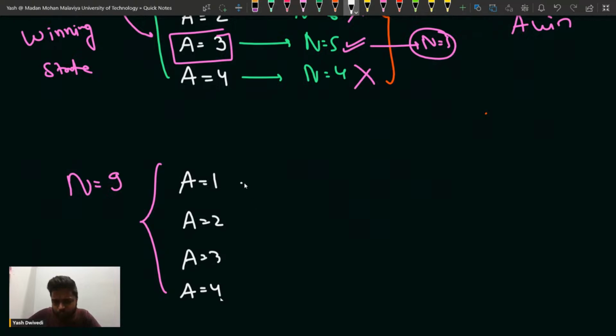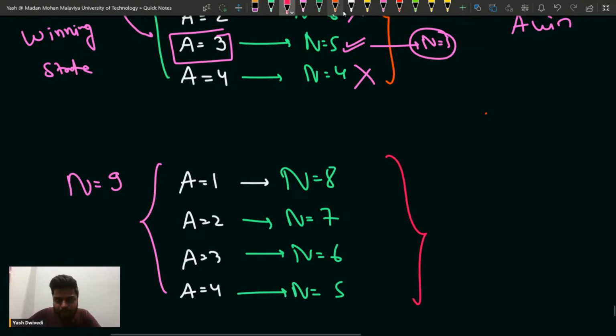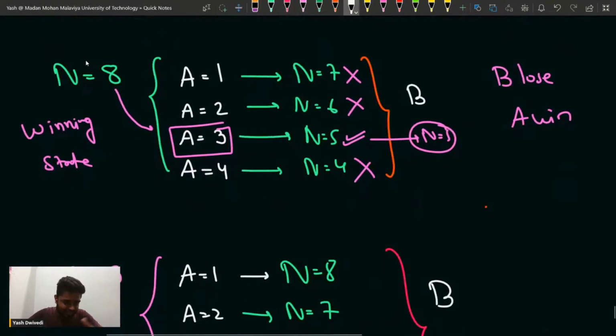So in this particular case, n will be either 8, or 7, or the n that will be passed on is 6, or the n that will be passed on is 5, right? See, these are the values that b is going to get. If b gets 8, the player getting 8 will win, because 8 is a winning state.